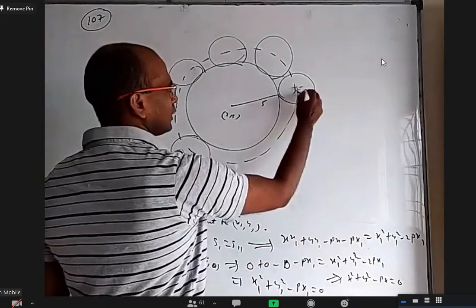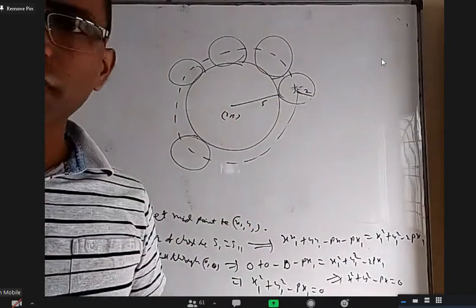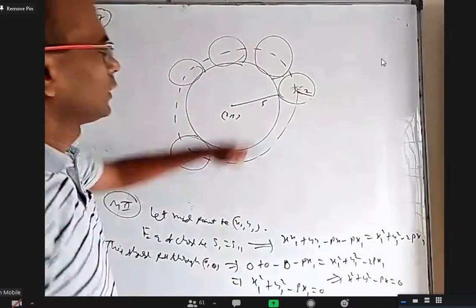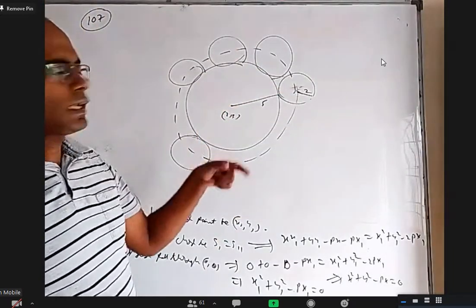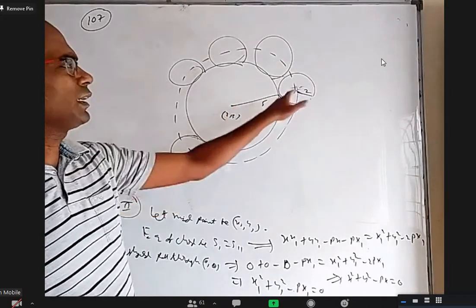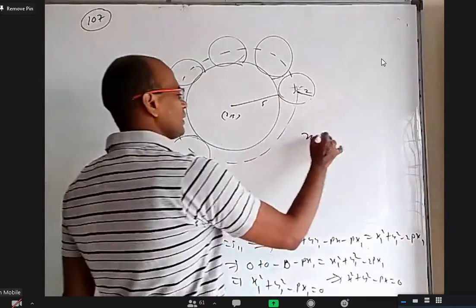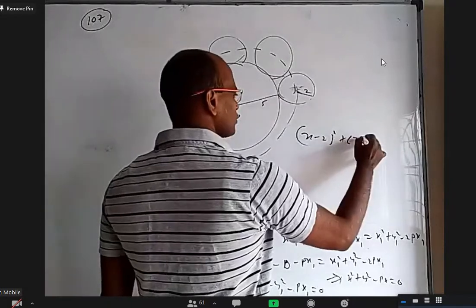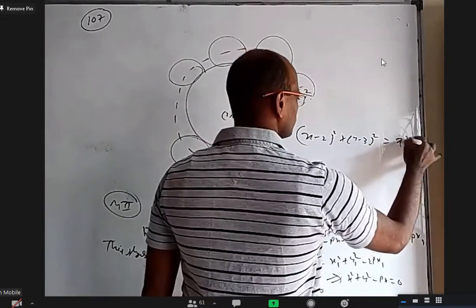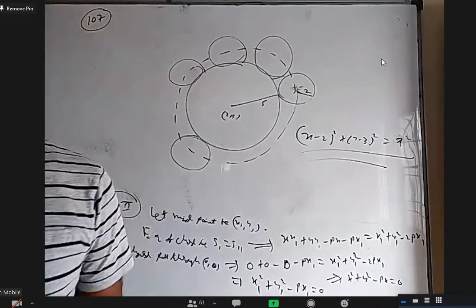What will be the shape of the locus? Circle, sir. Concentric circle. And what is the radius of the new circle? R1 plus R2, 7. 5 plus 2. That's it. The locus of this center is another circle with center 2, 3 and radius 7. That's it. x minus 2 whole square plus y minus 3 whole square equal to 49. Expand it and you will get it.